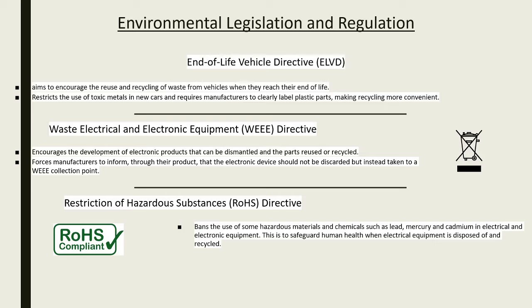And then we've got restriction of hazardous substances, the RoHS. So that bans the use of some hazardous materials and chemicals such as lead, mercury, and cadmium in electronic components. So this is to safeguard human health when electrical equipment is disposed of and recycled.